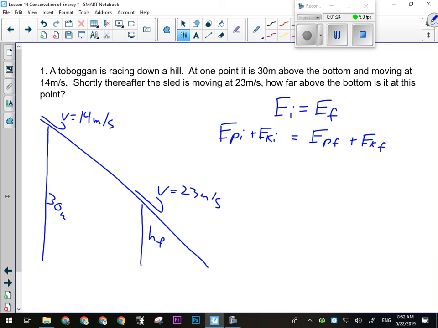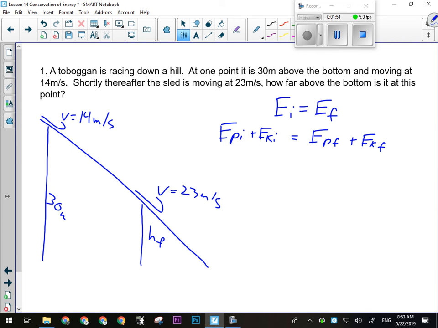Looking at this question, are any of those zero? Not likely. Okay, I mean, we know for sure that the initial potential is not zero. We know for sure the initial kinetic is not zero. We know there's final kinetic, and they're asking us what the height is. We would have to assume they're not going to make us calculate a number that would be zero, so we'd have to assume all of those energies have an actual numeric value, thus we can't cancel any of them.